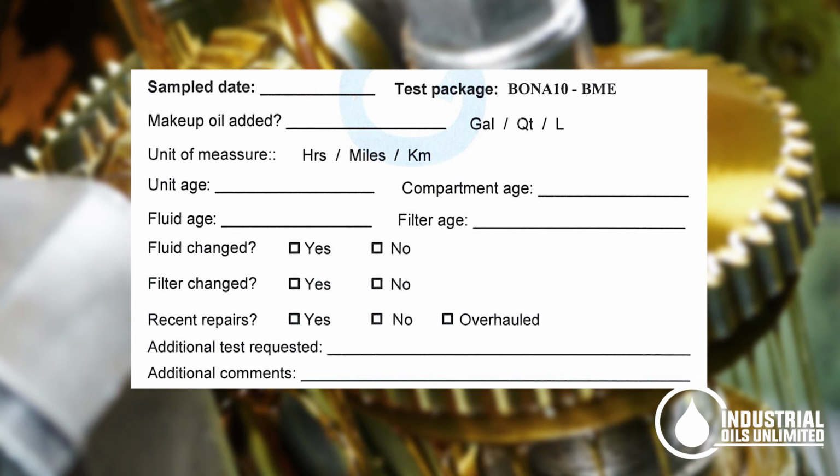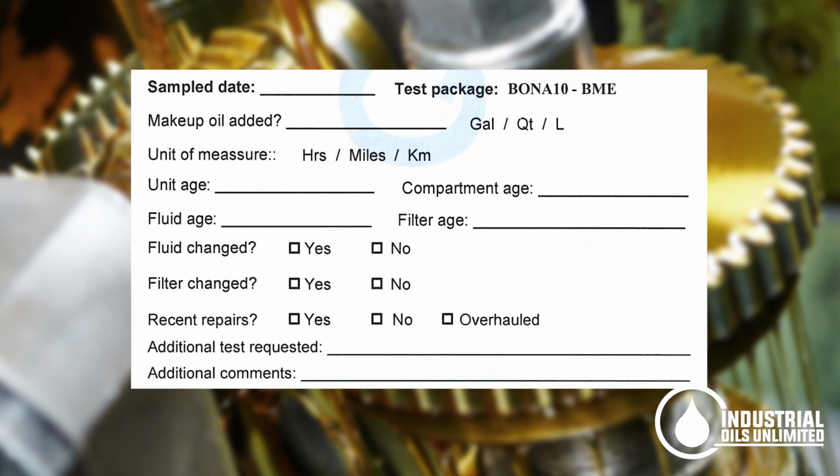For example, if we trend an analysis over time and suddenly see a major increase in the base number but have no indication of any makeup oil, we may worry about a larger issue. But if it's noted that a makeup oil was added, we can then rest assured knowing that the base number jump is not a cause for alarm, but just evidence of the additive.